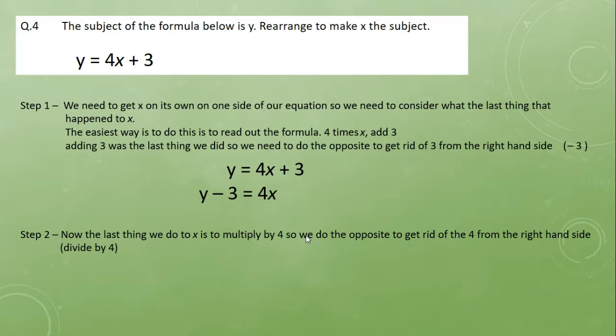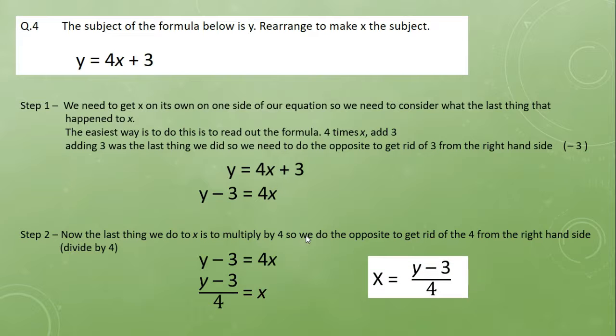Step 2 is to now look at the last thing that happened to x. 4 multiplied by x is on the right side, so we need to do the opposite of 4 multiplied by to get rid of that and to be left with x on its own. So if we divide both sides of our equation by 4, we will have x on its own. If we divide y minus 3 by 4, we get y minus 3 divided by 4. If we divide 4x by 4, we will get x or 1x. So there is our final formula rearranged with x as the subject: x equals y minus 3 divided by 4.